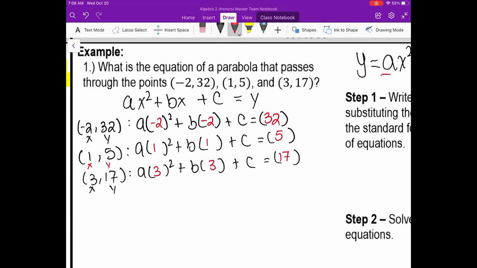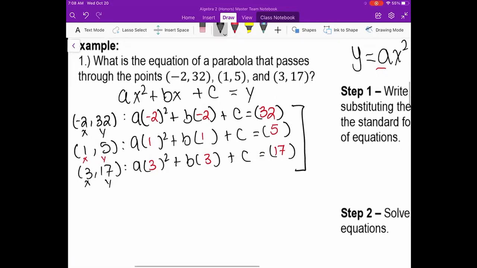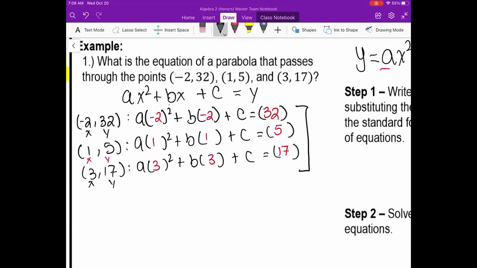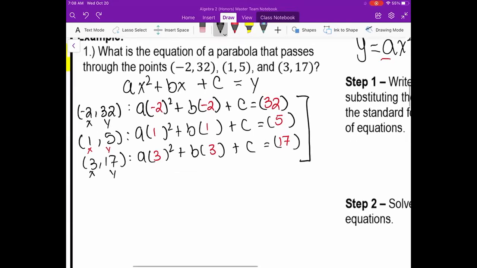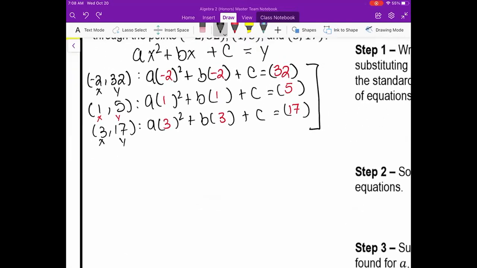All right. Well, the next thing you want to do is simplify all of this. So what do I mean by that? Notice that here you've got -2 squared. Well, -2 squared equals 4. So go ahead and simplify everything. I'm going to use the first equation. I've got a times -2 squared. Well, I know that -2 squared equals 4. 4 times a equals 4a. Then I've got -2 times b, which equals -2b. I've got plus c, and then equals 32.